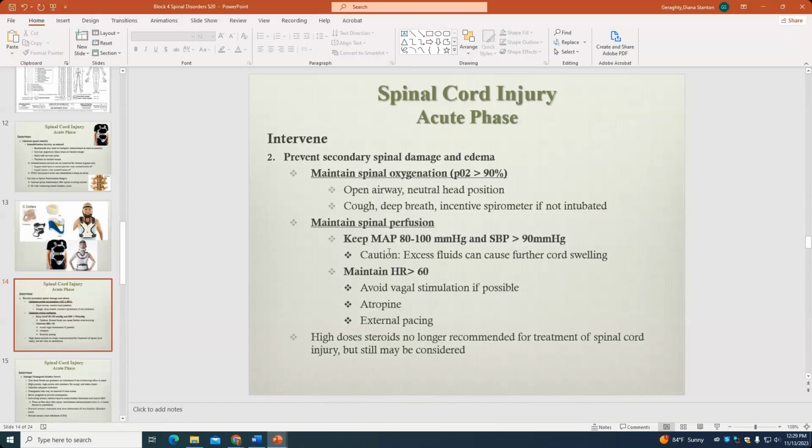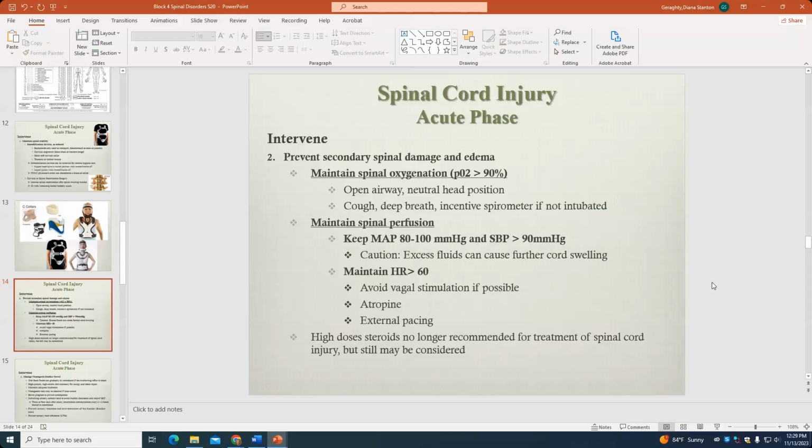Maintaining spinal perfusion. Here's where we want to keep our mean a little bit higher because we want to push some blood into that spinal cord space, but we want to make sure it's not too crazy high. So we're still going to keep, and this is not a guarantee, 70 to 100 is probably fine, but I just want you to know they like to elevate it a little more in order to get that perfusion to the spine.